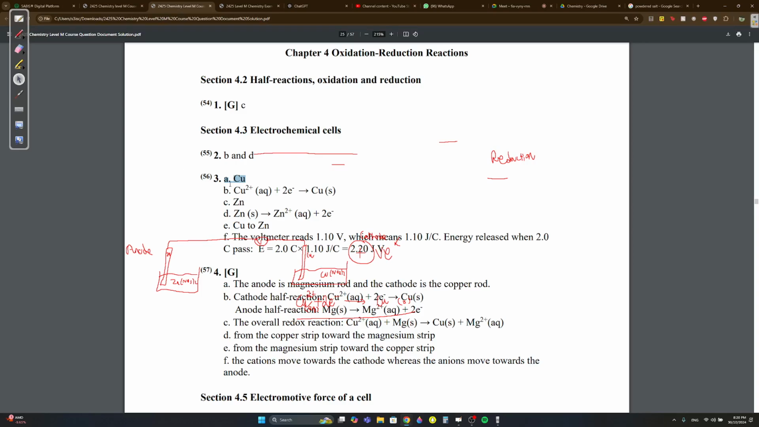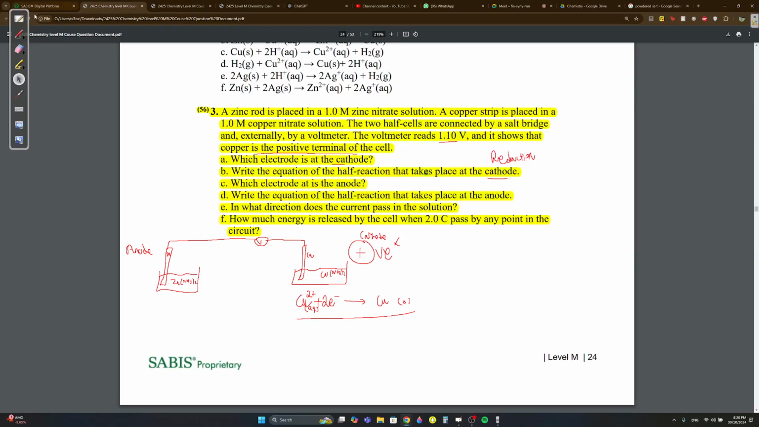Electrons don't have a state. Please don't put aqueous for electrons. Which electrode is the anode? Obviously it's going to be Zn. Write the equation of the half reaction that takes place at the anode. We know that's going to be the oxidation half. Oxidation is loss of electrons, so Zn is going to be losing electrons.